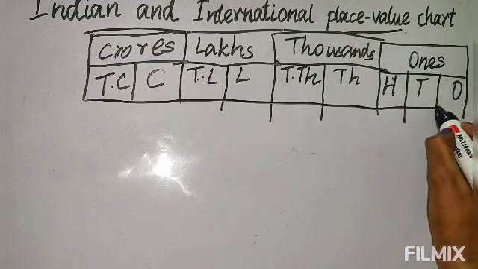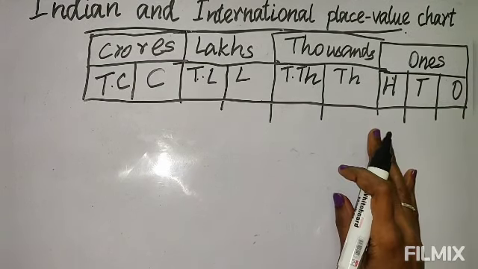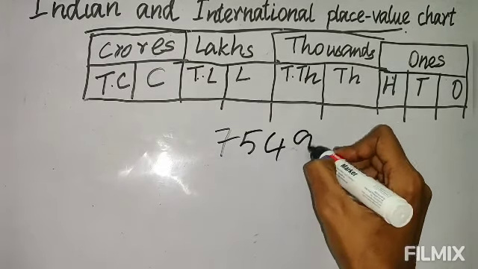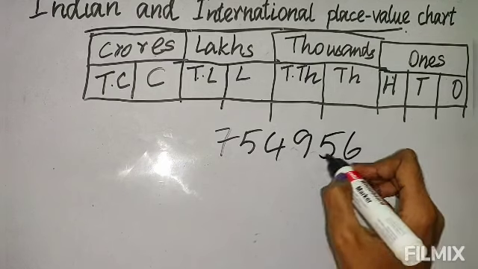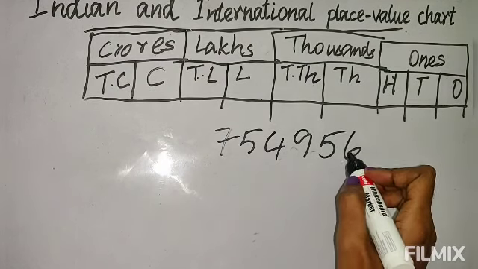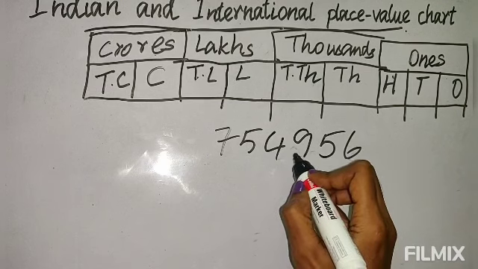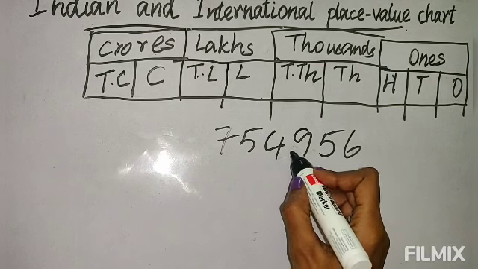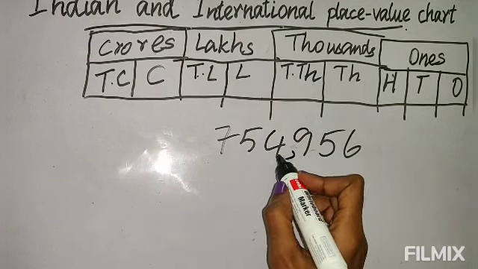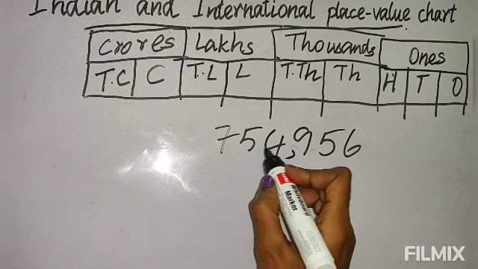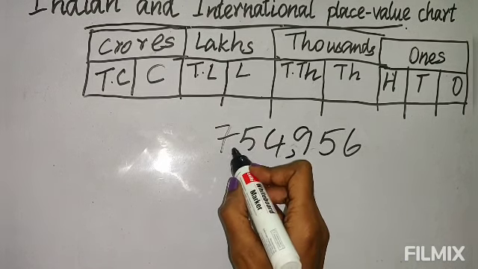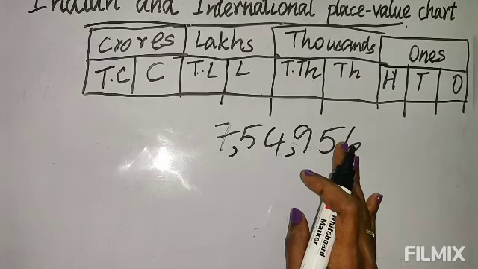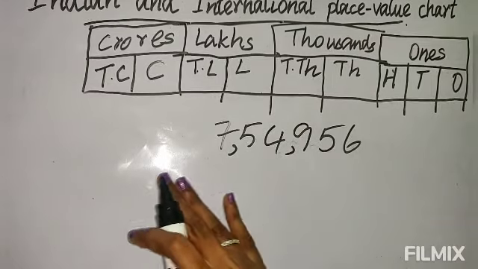That's why when we write numbers here, according to the period we put a comma. Suppose you are writing a number like this. First three places are the ones period. We calculate from the right side, isn't it? So after 3 digits we put a comma. Next two digits are the thousands period, so to separate the thousands period we put a comma after 2 digits. This is the way we put commas in the Indian place value chart: first 3, then 2.